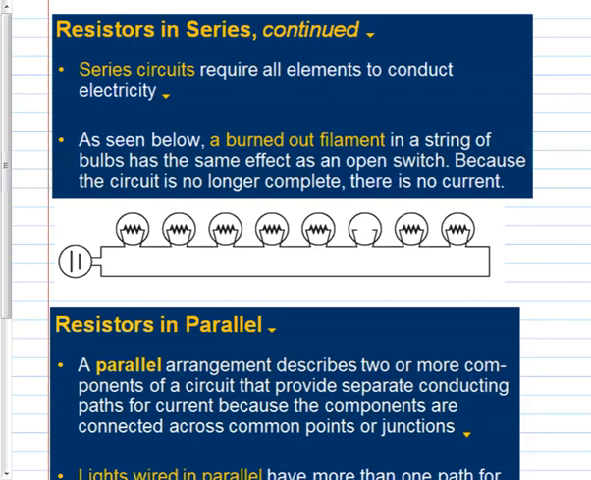So when things are in series, we have to have all of them conducting electricity. Let's say you have this long string of Christmas lights in series, and one of them goes out. What happens to your Christmas lights? The rest go out, or at least they go off. That's just like an open switch. So you burn out one filament in something in series, and everything quits working.